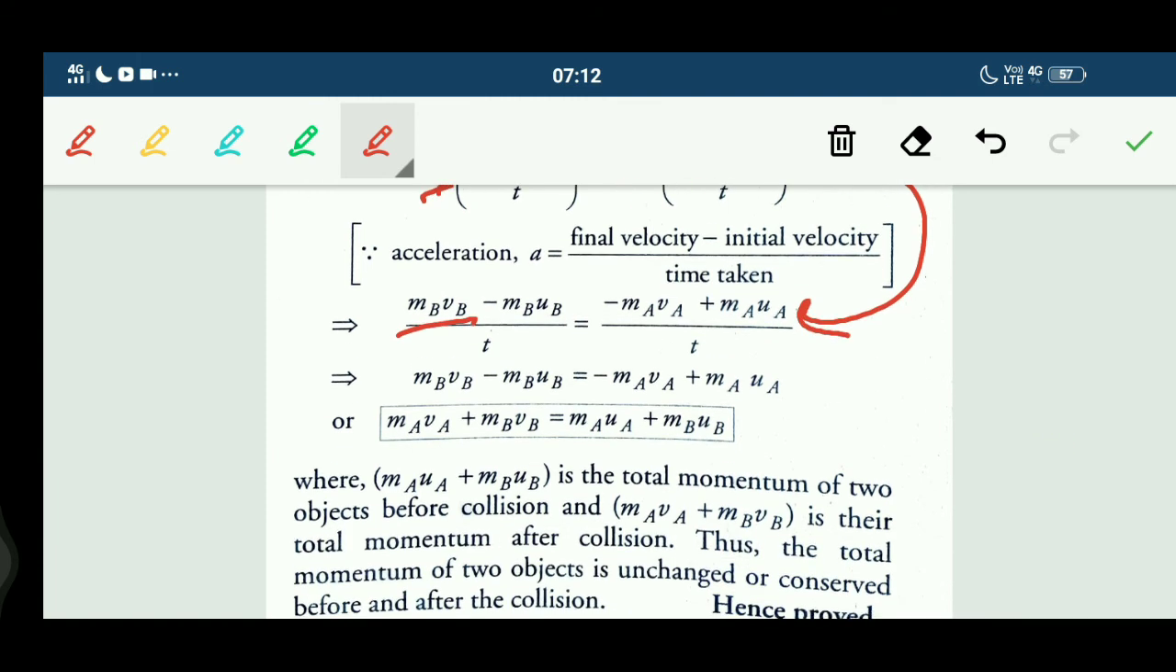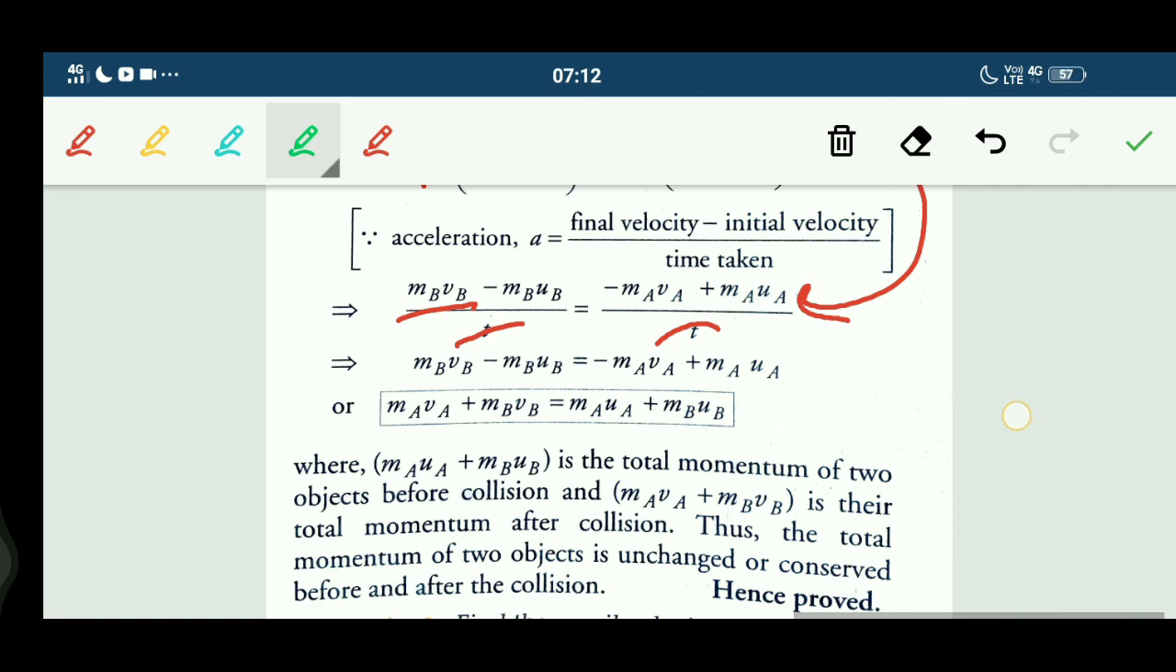Fine children. Now if you check it out here, MBVB minus MBUB is equal to minus MAVA plus MAUA, because T gets cancelled out with T and we are left with this one. So now the final thing that we have got here is MAVA, because this is minus here. When it comes to this side, it will become plus. So the MA sign will be changing.